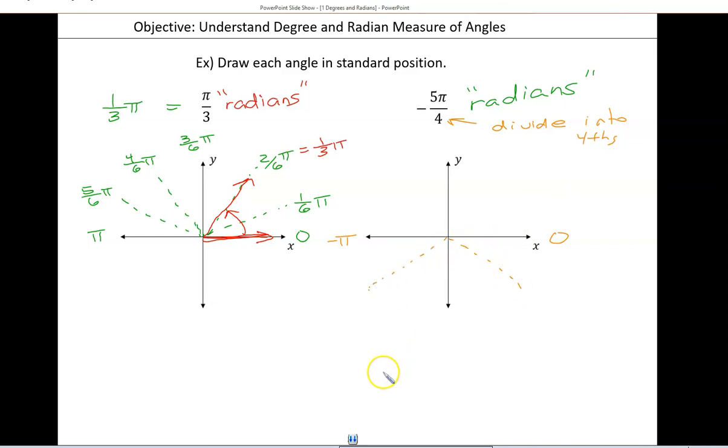Like so. All right. So this would be -1/4 pi, -2/4 pi, -3/4 pi, -4/4 would bring me to -1. And that's not quite enough because I have -5/4 pi. So I'm going to keep going. I'll divide this one in half and that one in half too, just to complete it. But this would be -4/4, so here's my -5/4 pi.